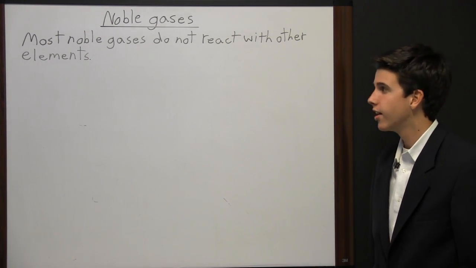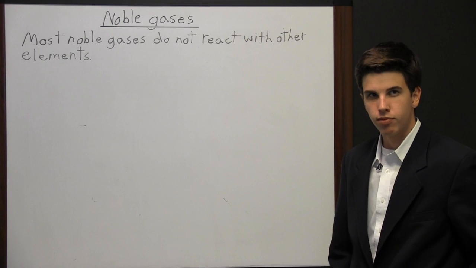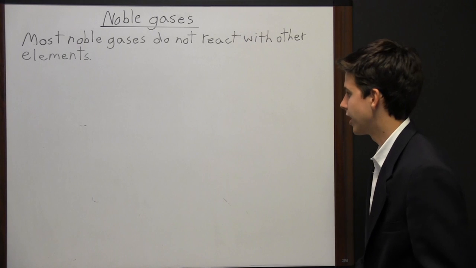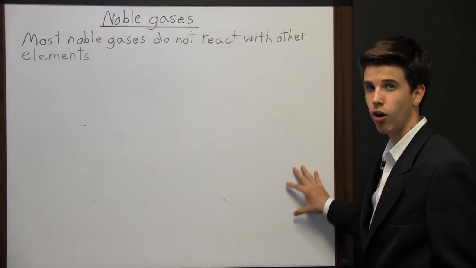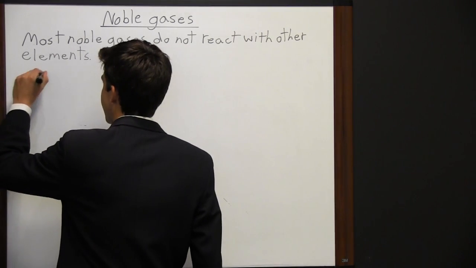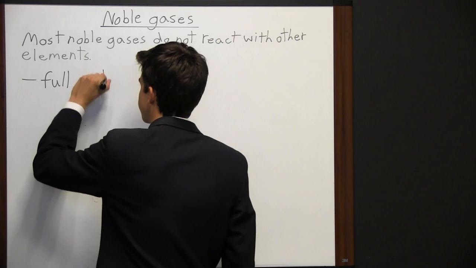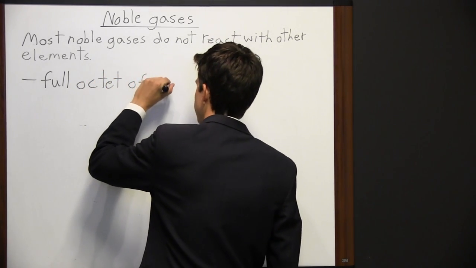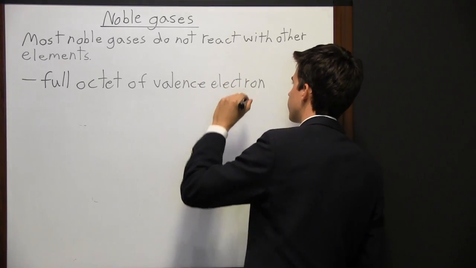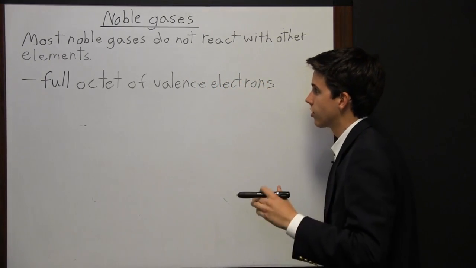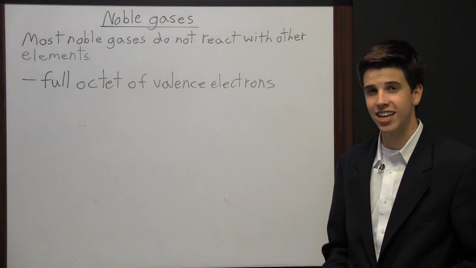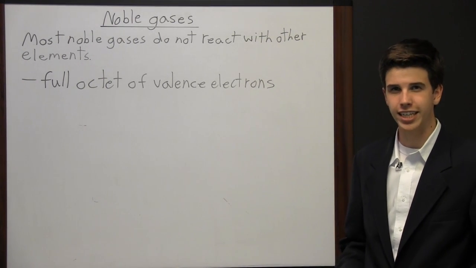Most noble gases do not react with other elements. When we talk about noble gases, these come from the six elements in group 18, the 18th column of the periodic table, all the way to the right. These noble gases don't react with other elements, mainly because they have a full octet of valence electrons. They already have 8 valence electrons, so they don't need to engage in chemical reactions to gain more valence electrons.